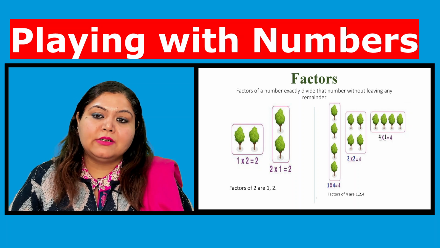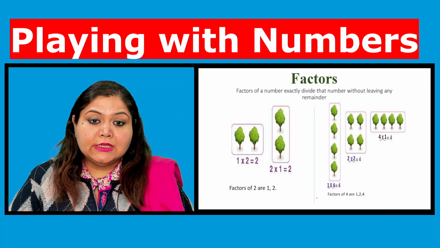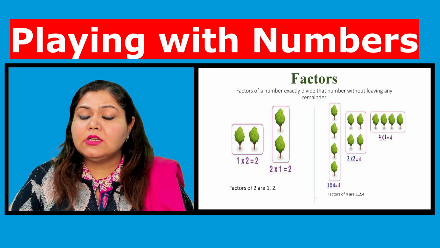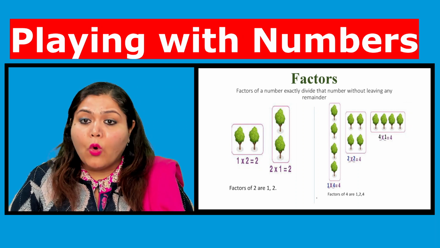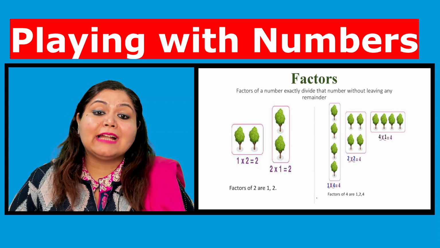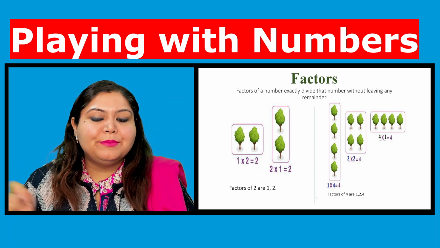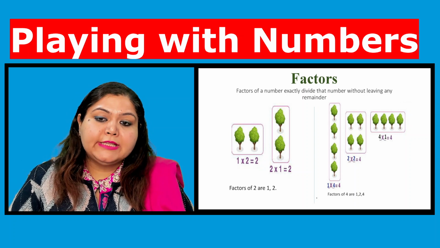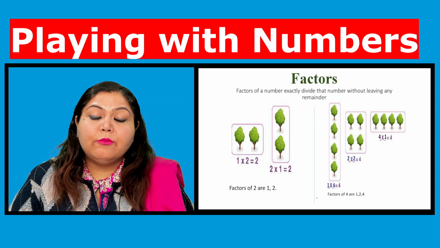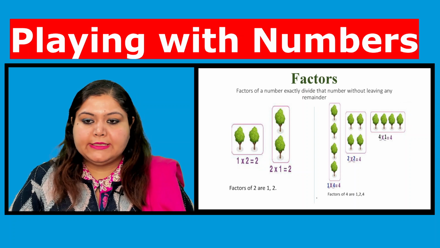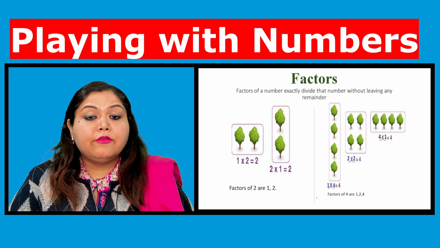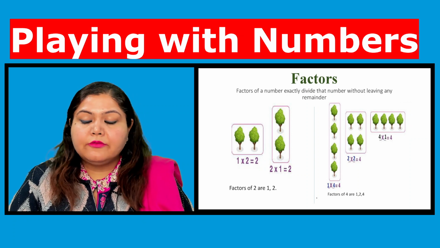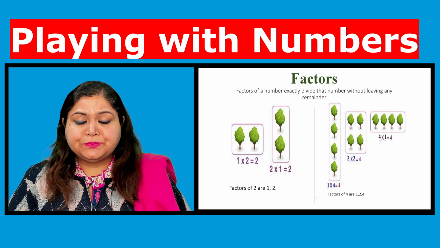Factors of a number are those which divide it completely, so there is no remainder. So, when exactly we divide the number completely. Let's see, what are the factors of 2? We say the factors of 2 will be 1 and 2 itself. If we are considering the factors, always remember 1 will be a factor of every number.